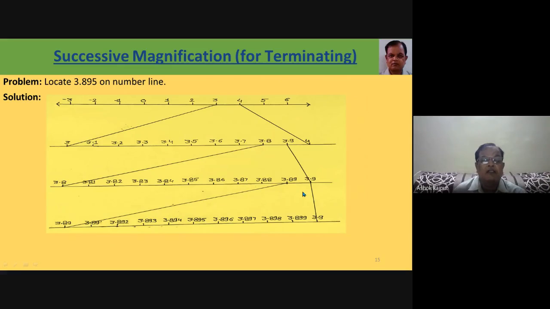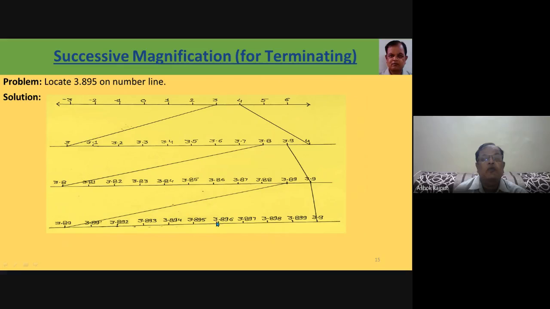Its value is greater than 3.89 and smaller than 3.9, so we take this length and extend it. Then again we divide it into 10 equal parts, and this way we write 3.89, 3.891, 3.892, 3.893, 3.894, 3.895. So this is its position on the number line, 3.895.